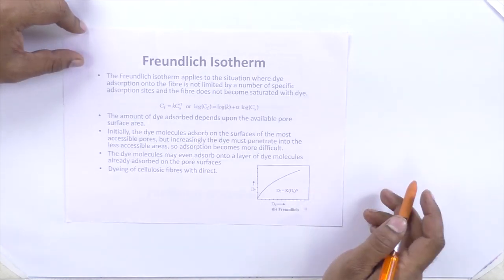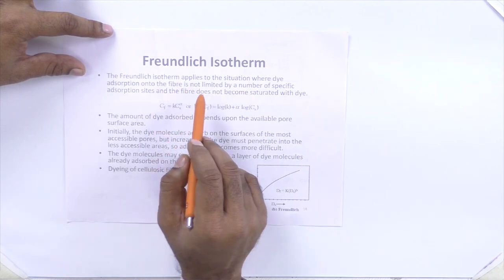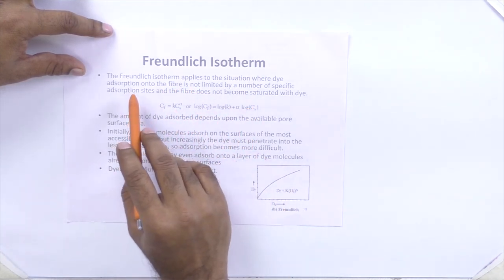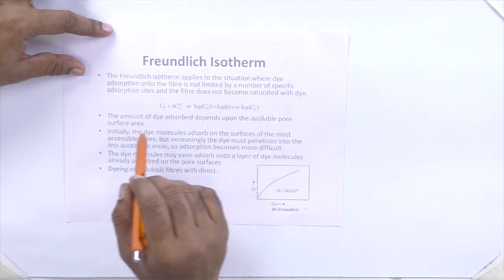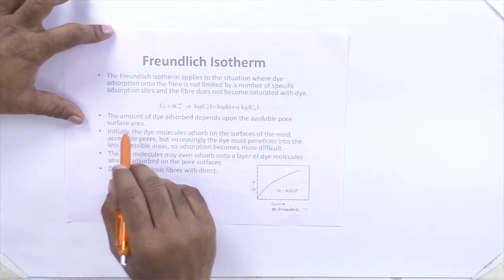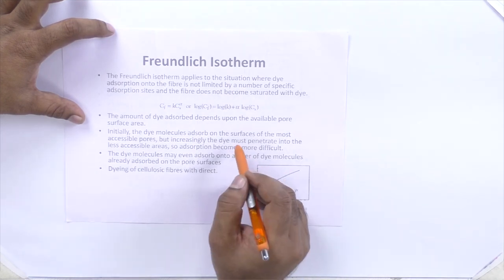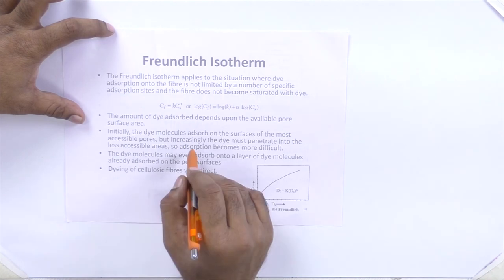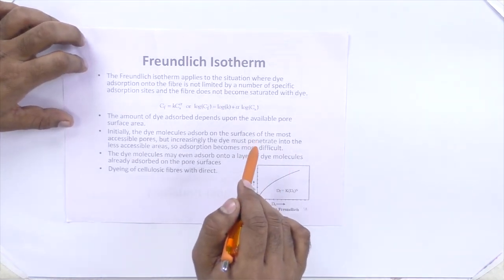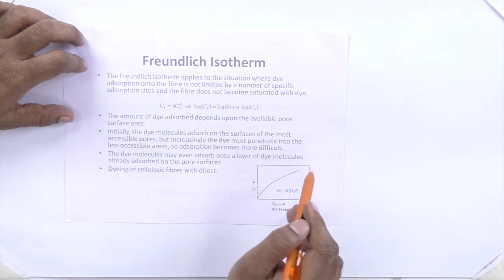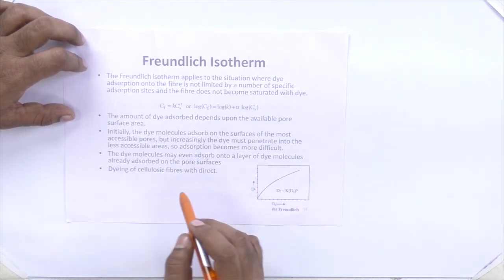And the next one is Freundlich isotherm. So it applies to the situation where the dye is absorbed into the fiber, and it is not limited to the number of specific sites and pores of the polymer matrix. It is based on the amount of dye absorbed, which depends upon the available pore surface area. Initially the dye is absorbed by the surface of the polymer matrix, and then with increasing dye it must penetrate into less accessible areas, and adsorption becomes more difficult. Then the dye can be adsorbed in another layer of dye over the already occupied dyes. So this kind of isotherm follows dyeing of cellulosic fibers with the direct dyes.